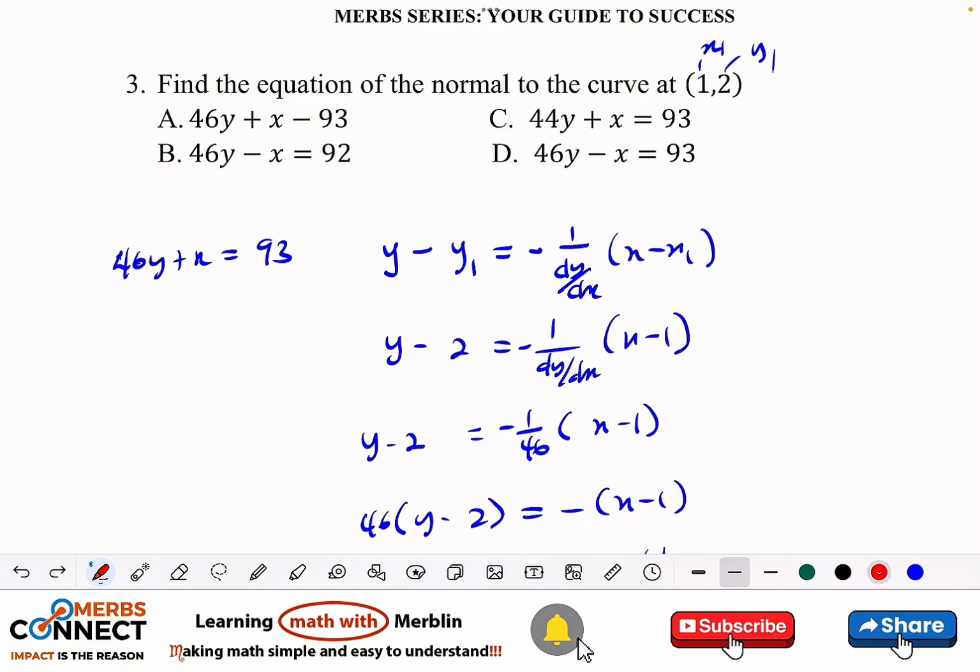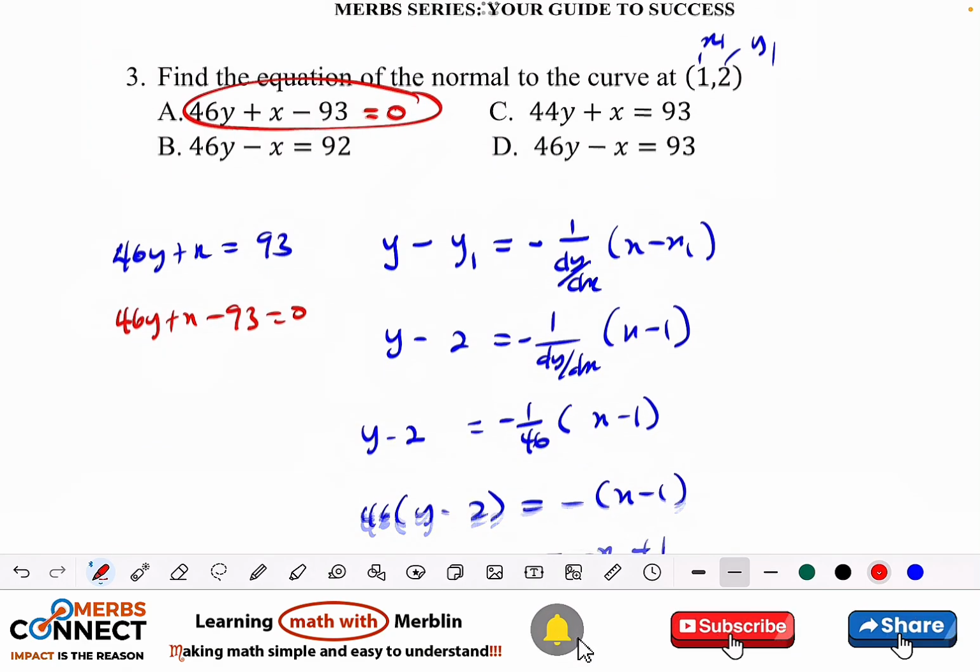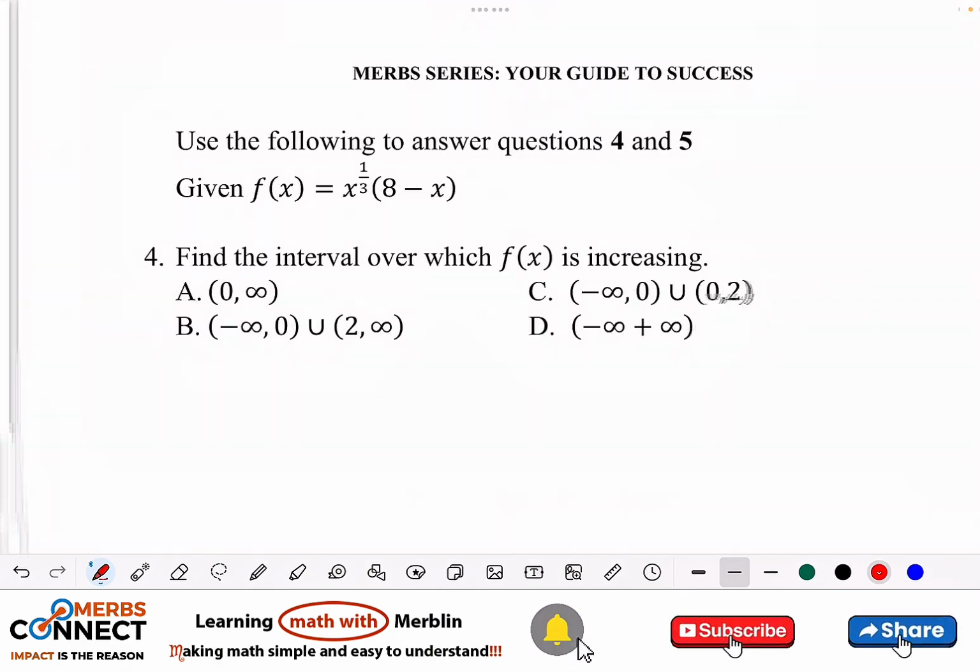No, not that one. Okay, so I think this one is supposed to be equal to, good. So this one will be the answer right here. Good. And even if it is not equal to, this one is supposed to be equal to 0. So when I move 93, this plus x minus 93 is equal to 0. So the answer is still A here. So that's how we are going to go through question 3.